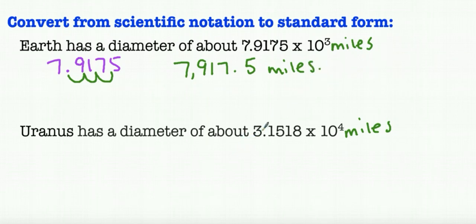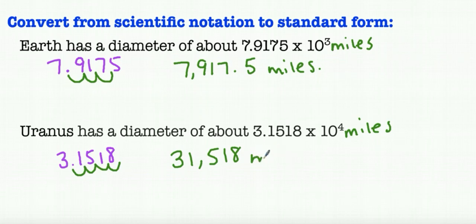Finally, Uranus has a diameter of about 3.1518 times 10 to the power 4. And we're going to move the decimal 4 times to the right. So that's 31,518 miles.